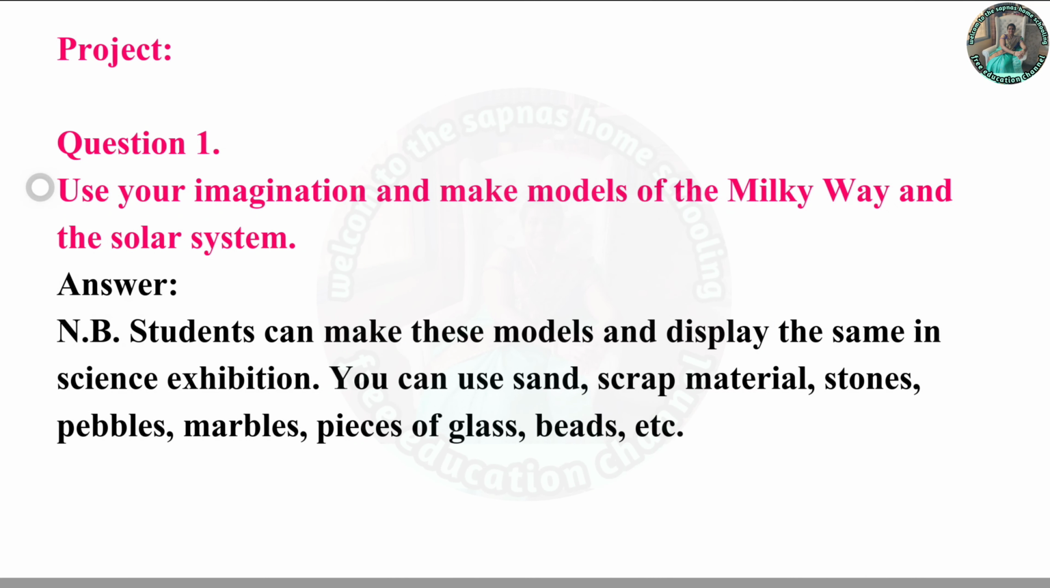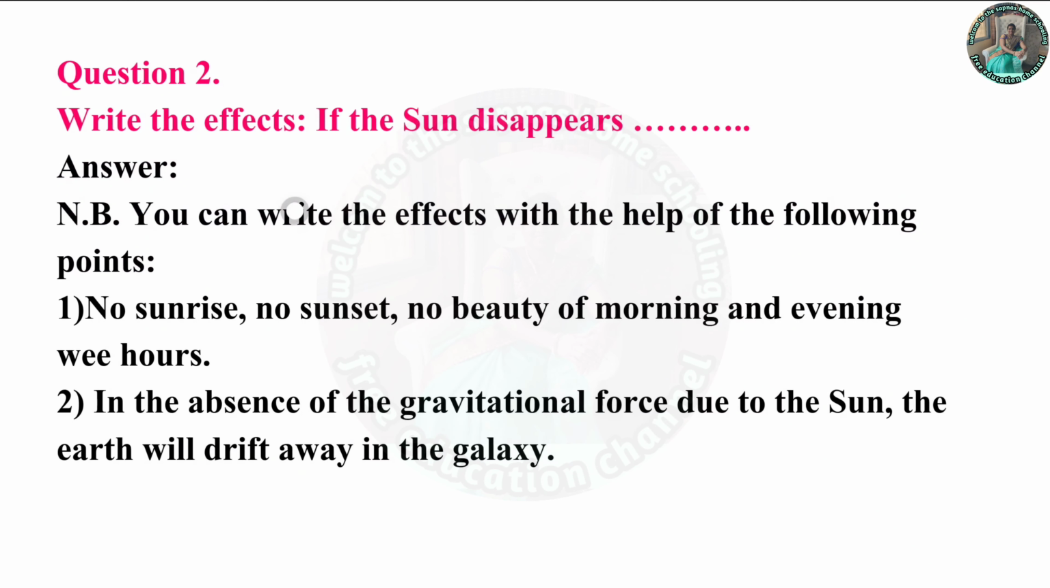Now, project question 1. Use your imagination and make models of the Milky Way and the solar system. Students can make these models and display them in a science exhibition. You can use sand, scrap material, stones, pebbles, marbles, pieces of glass, beads, etc. Question 2. Write the effect if the sun disappears. You can write the effect with the help of the following points.